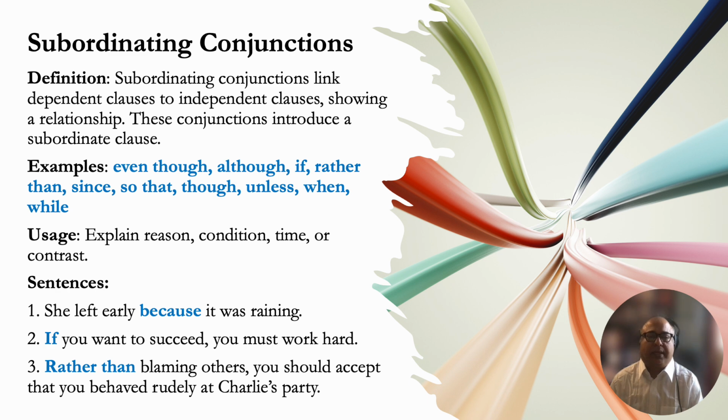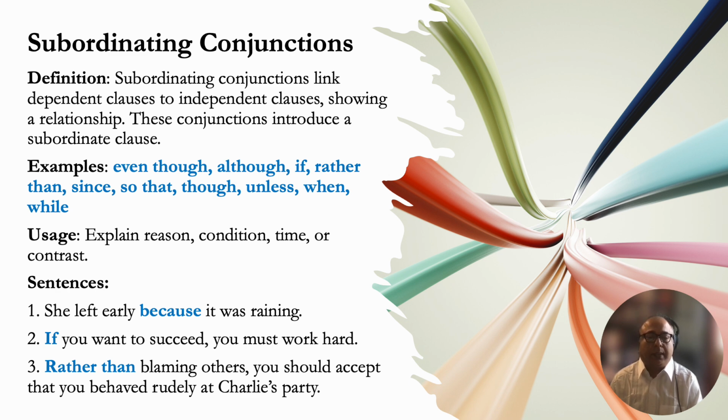Next up, the second type of conjunctions is subordinating. It's important to understand that unlike coordinating conjunctions, subordinating conjunctions connect a complete sentence and an incomplete sentence. One is a dependent clause, which is incomplete, and the other an independent clause, which is a complete sentence, a complete thought. Some examples are even though, although, rather, unless, when, while. These subordinating conjunctions explain reasons, a condition, a time, or a contrast.